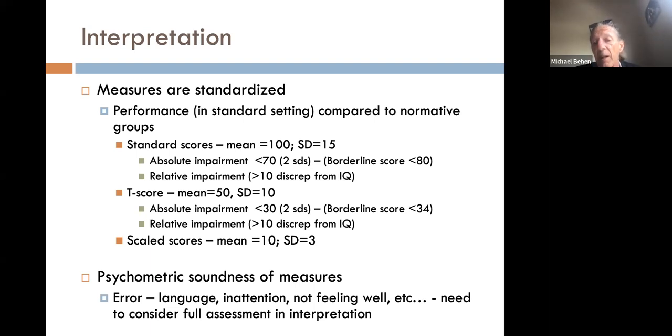And a relative impairment is a discrepancy from some aspect of either their global intellect, like their full scale IQ, or a nonverbal IQ. Sometimes the scores will be in T-scores, sometimes in scaled scores. A T-score has a mean of 50 and a standard deviation of 10, and a scaled score has a mean of 10 and a standard deviation of 3. And standard deviation just says scores outside that range are those we would be concerned with.